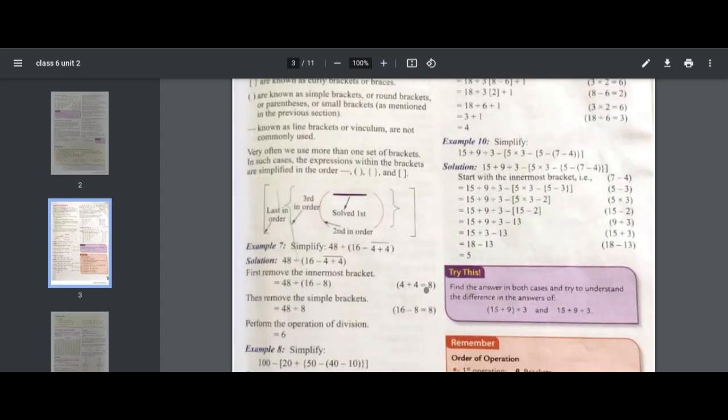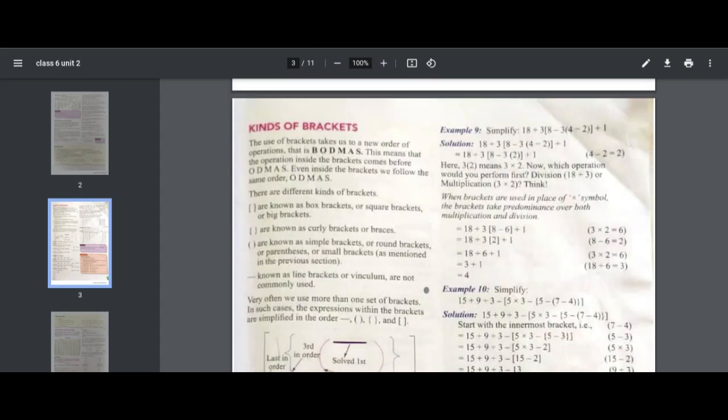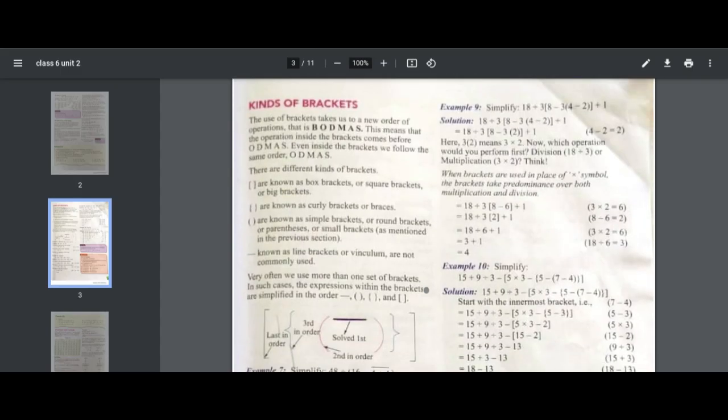Now move to example number 9. So 18 divided by 3, 8 minus 3, 4 minus 2 plus 1. You have to write this in your notebook. You have to close your textbook, then you have to start it.